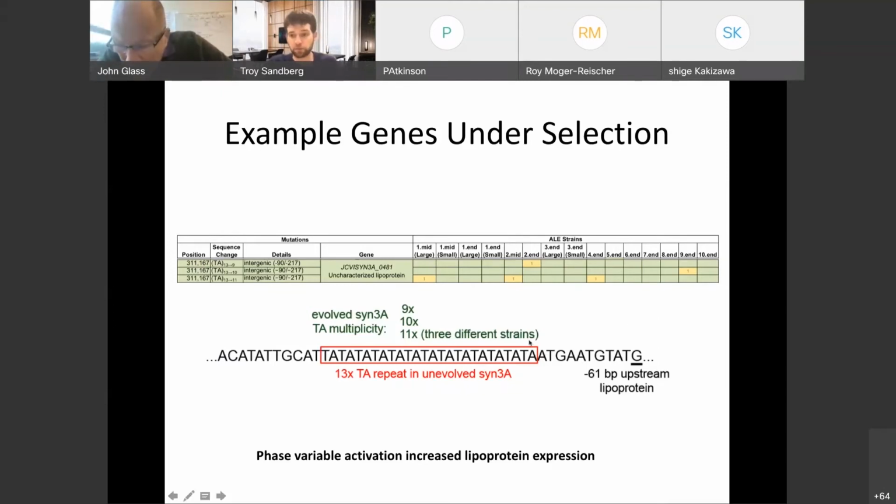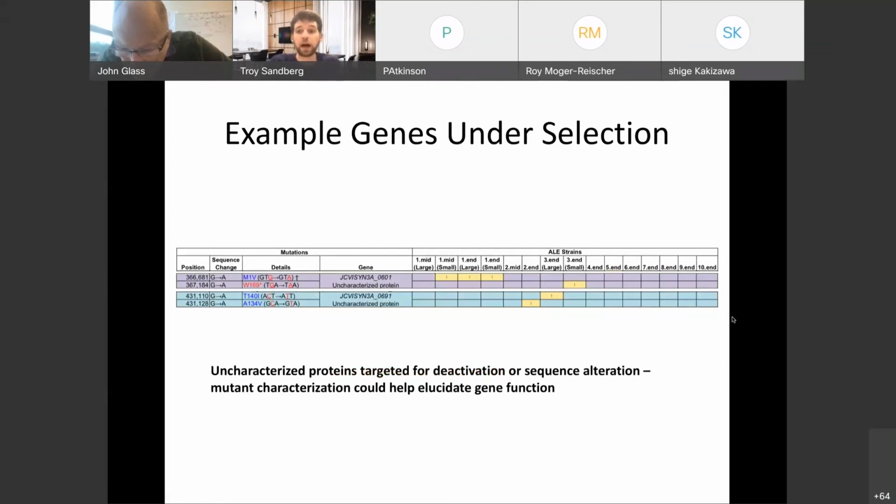And we saw through some RNA sequencing that this did increase expression of the lipoprotein. Another thing I found quite interesting was several uncharacterized proteins, genes still in SYN3 that we're not really sure what they're doing, were nevertheless repeated hits of mutations across strains. This top example changed the start codon or caused a premature stop codon. So clearly it seems to be deactivating that protein.